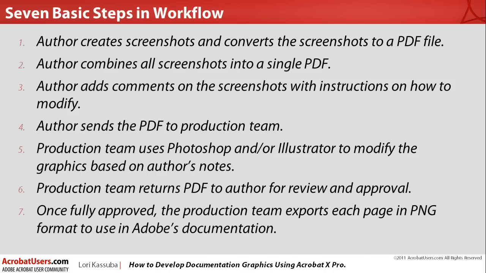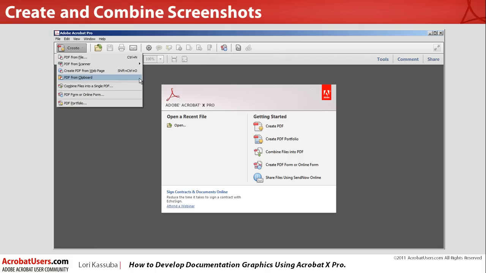Then the production team returns the PDF to the author for review and approval. And then once fully approved, the production team will export each page as a PNG image to use in Adobe's online help documentation. Now let's start by reviewing how the authors create the screenshot graphics used in the product documentation.